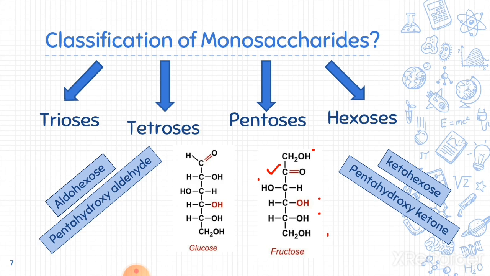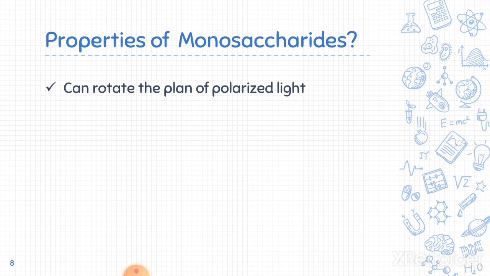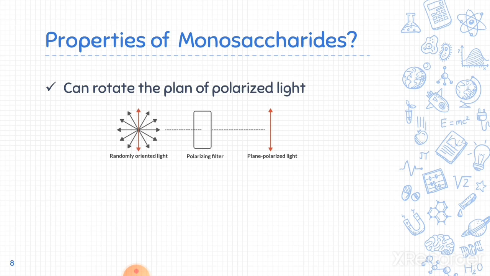So on the basis of carbon atoms present in the monosaccharides, this is the general classification or the subclasses of the monosaccharides. Now let's discuss some more properties of the monosaccharides. The most important property of the monosaccharide is that they can rotate the plane of polarized light. So what is plane polarized light? We know that light is a form of electromagnetic radiation, and in these electromagnetic radiations we have the electric as well as the magnetic field, and these electromagnetic radiations are oscillating or moving in all the planes.